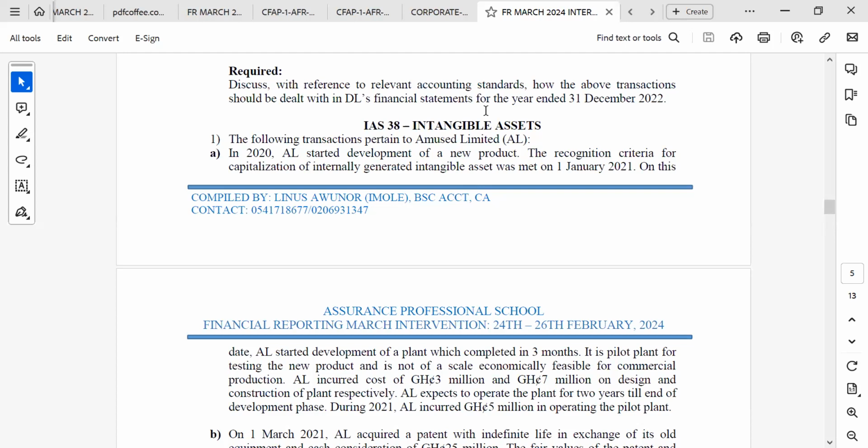The initial recognition, what will be the cost, or what are the costs that will form part of the intangible asset? Any cost that is incurred to bring the asset to the state that it can be ready for use should be added to the initial cost of the asset. So the capitalization follows the same principle like the tangible asset, the PPE. Any cost that you are going to incur to bring the asset to the state that you can start using it will be capitalized, will be added to the initial cost of the asset.